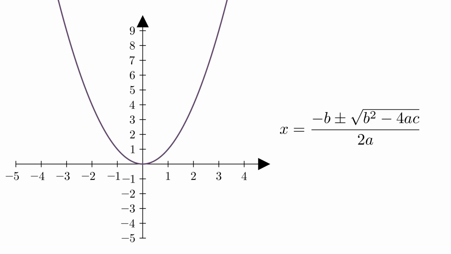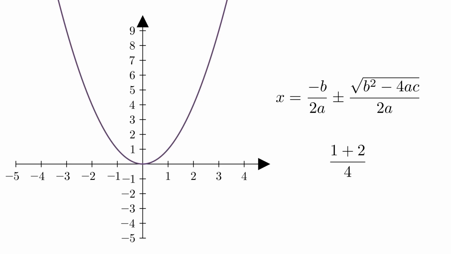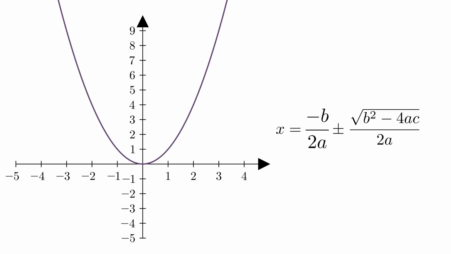First, we'll break this fraction into 2 parts. We can do that because the 2 terms are being added or subtracted in the numerator and they share the same denominator. It's kind of like how we can split 1 plus 2 divided by 4 into 1 divided by 4 plus 2 divided by 4. Okay, let's take a look at this first part, negative b divided by 2a. Does it look familiar? It should, because it's actually the formula for the axis of symmetry.